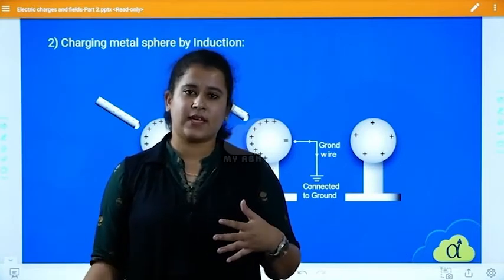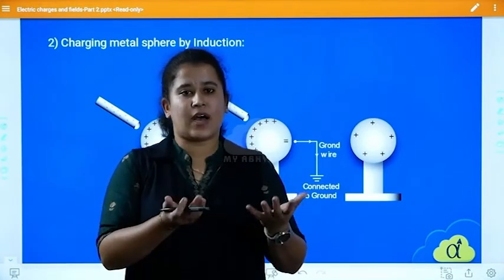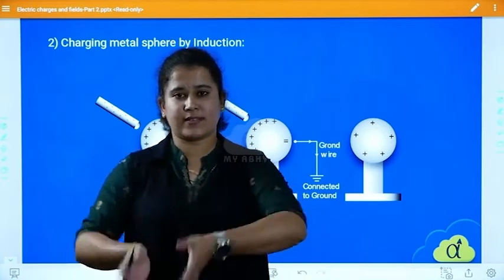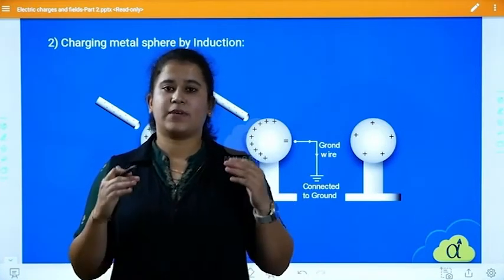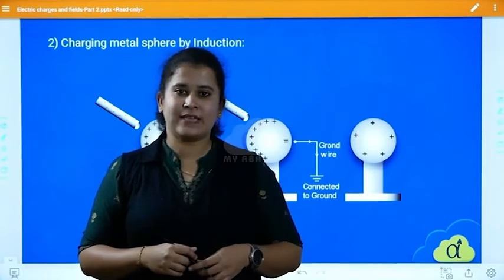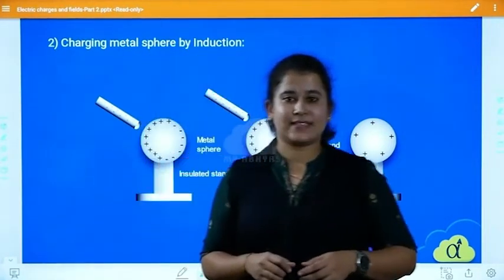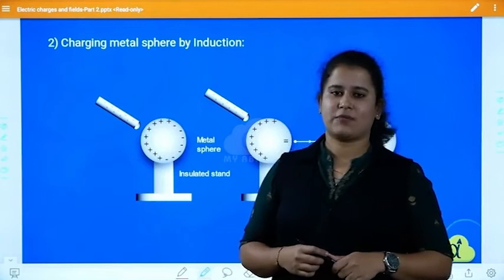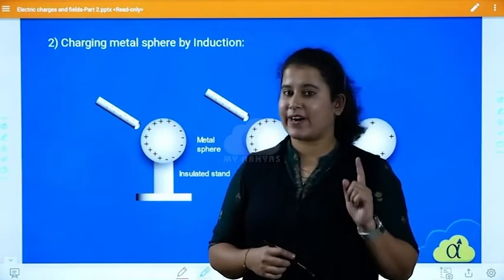What do you mean by earthing? The maximum or the extra amount of current, whatever is there, you are sending it to the ground. Why? Because it shouldn't cause any damage to the system. Clear? So this theory will be used here in charging by induction using only one sphere.